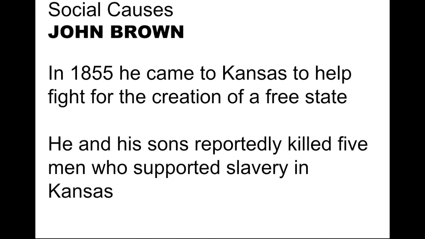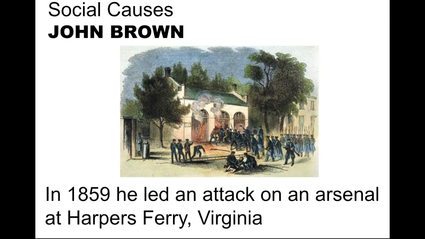5 men, that were supposedly professional slave catchers. And they went to their homes and in the middle of the night basically pulled them out of their homes and killed them. Okay. He was also involved in several other violent things that happened in Kansas during the Bleeding Kansas period. So that's the first part of the John Brown story, how he's involved in Bleeding Kansas in the mid-1850s.